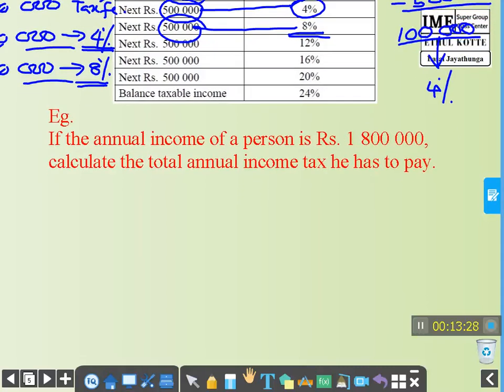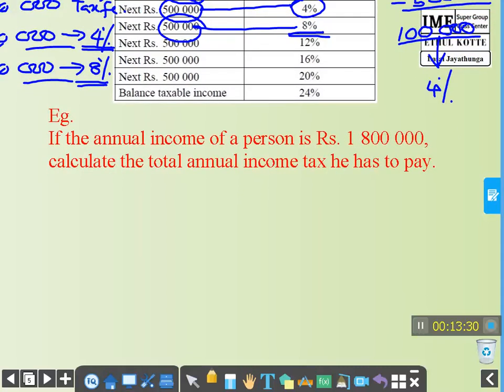If the annual income of a person is 1,800,000, first we'll analyze his income according to the tax table. Here, the first 500,000 is tax free. No need to pay tax for 500,000.